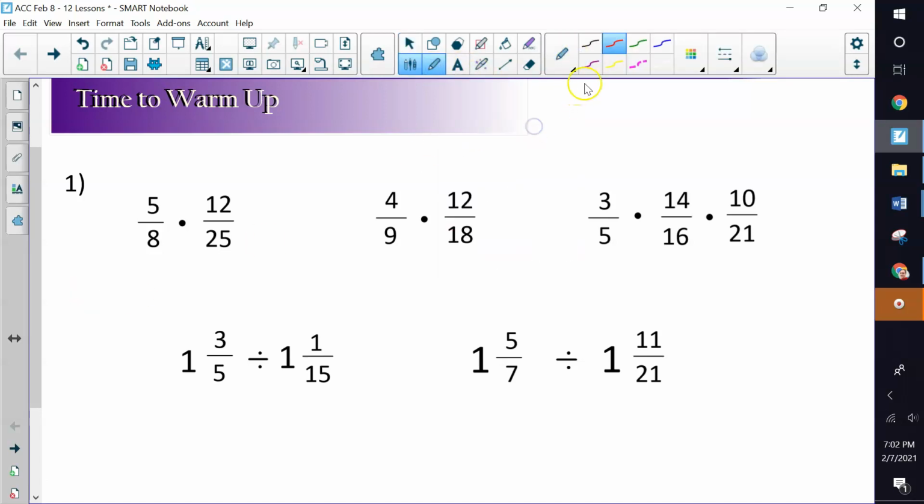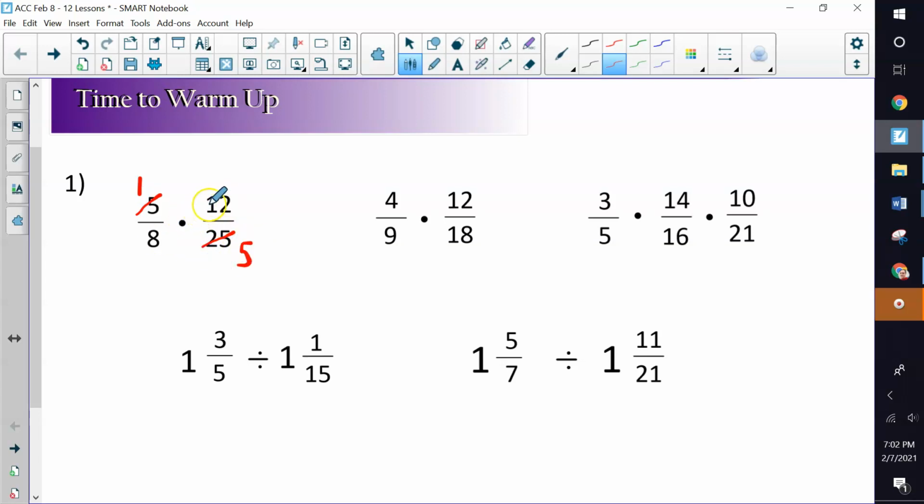So in number one, remember when we simplify before we multiply, we look for one of the numerators and we match it up with one of the denominators so that we have a common factor, and we can divide by that factor. So in this case, we see a 5 and a 25. We can divide both of these by 5. So we cross it out, we do the math in our head, and we put the answer here. 5 divided by 5 is 1, 25 divided by 5 is 5.